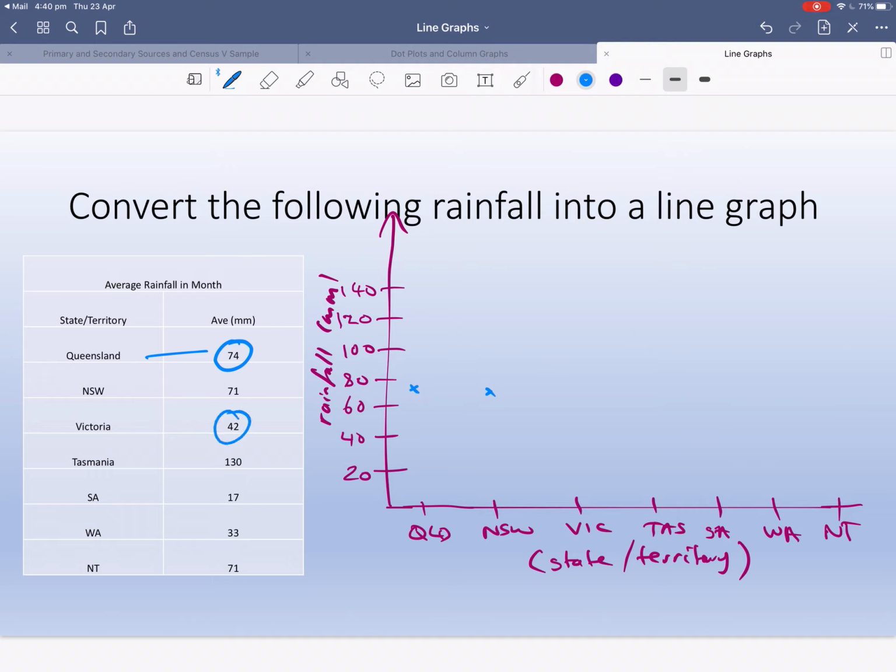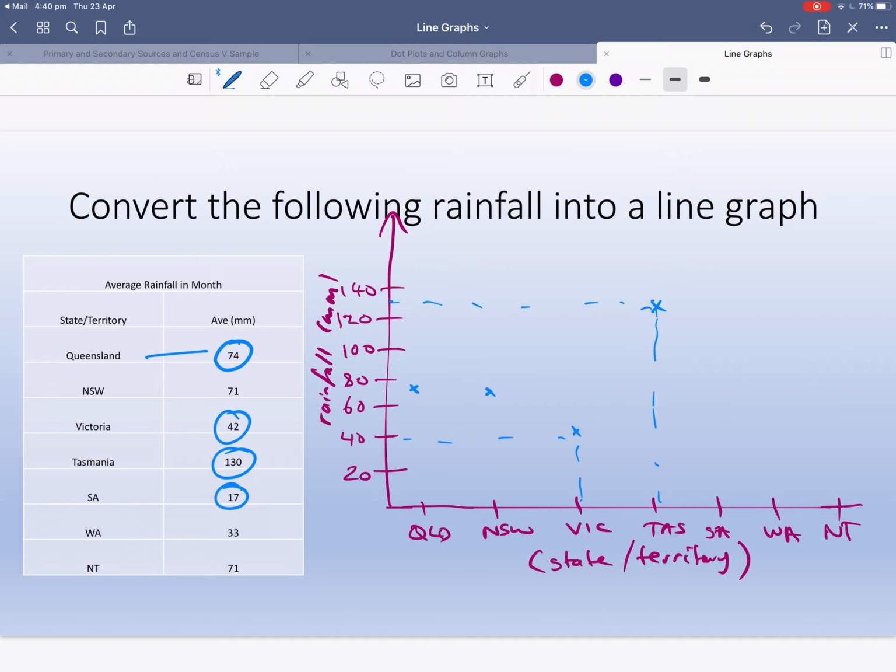Victoria was 42, so that didn't have much. So I almost have to go around there, so a bit higher than that. Tasmania's got a lot, 130, so that's the one up here. So I'm going to go 130, so that will be about there.